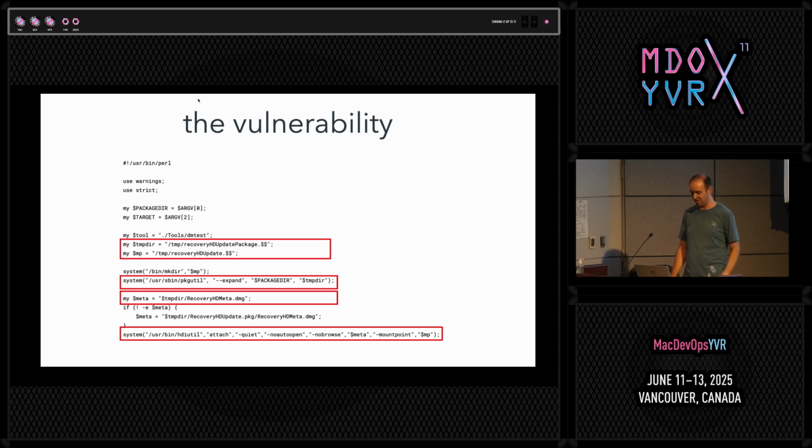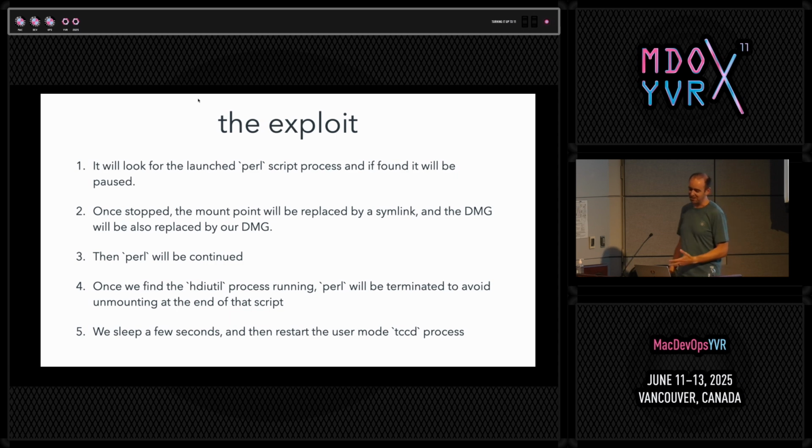to its location. Now what we could do here is look for this Perl script being launched and stop it, replace the DMG file with our own DMG file, and then continue the script. And also we could redirect hdiutil to a location of our choice, again to this LO list plist directory, and at the end just restart DCCD.